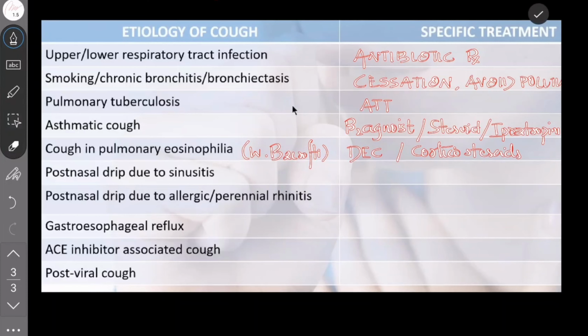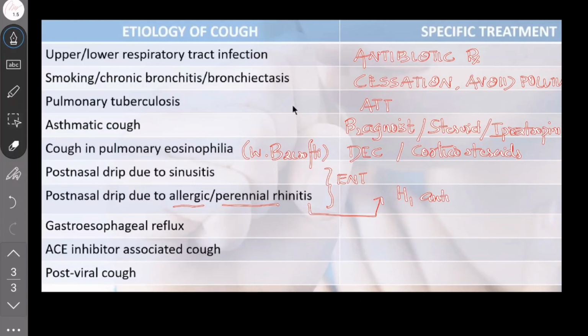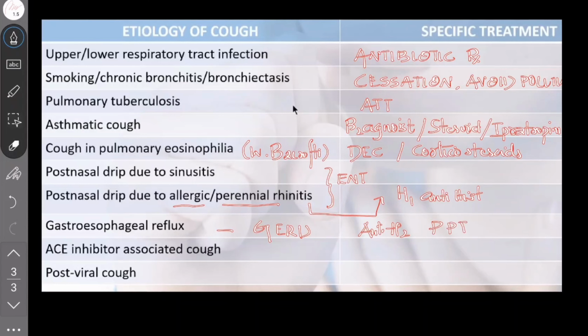In postnasal drip due to sinusitis, and postnasal drip due to allergic and perennial rhinitis, these are ENT cases, so you should consult an ENT surgeon. Allergic and perennial rhinitis can be subsided by using H1 antihistaminics. In gastroesophageal reflux, GERD, we can use PPIs and H2 antihistamines. In ACE inhibitor cough, you can go for ARBs. In post-viral cough, usually no treatment is required. So such is the etiology and specific treatment of cough.